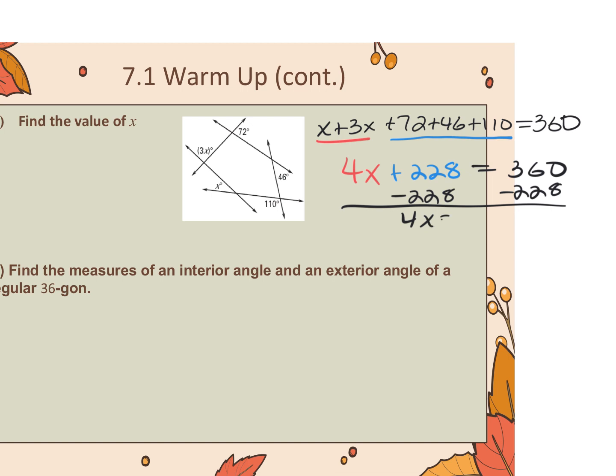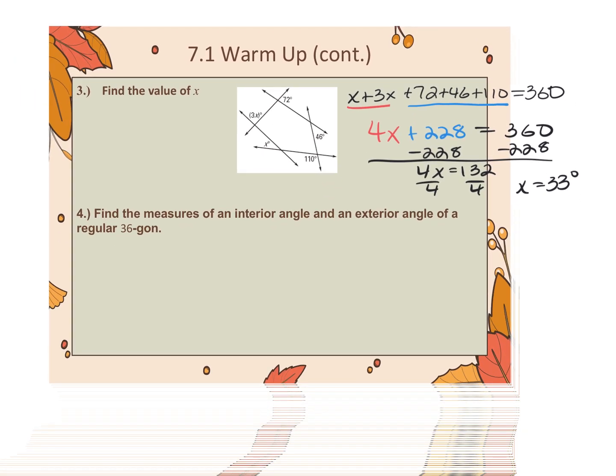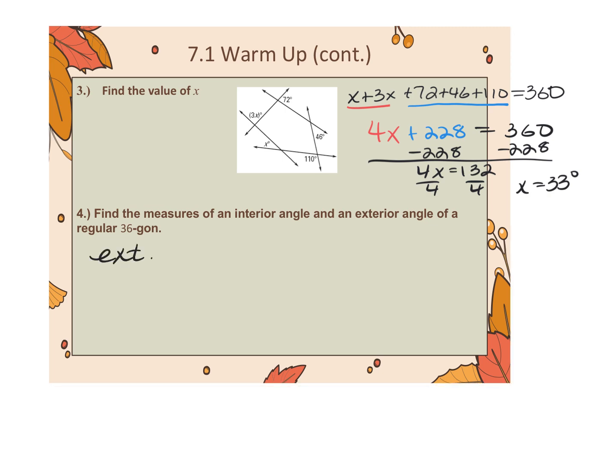I get 4x equals 132. Divide both sides by 4, and x equals 33 degrees. So the value of x is 33. For the next one, it wants me to find the measure of both the interior and an exterior angle of a regular 36-gon. So let's do the exterior angle first.